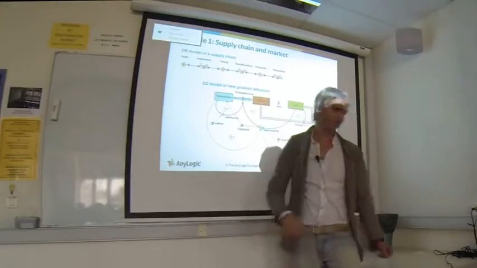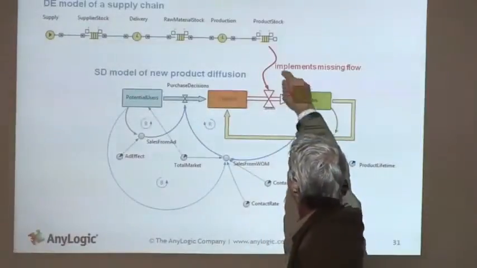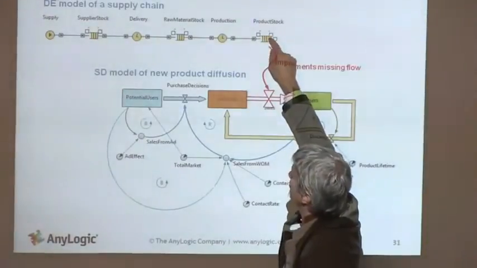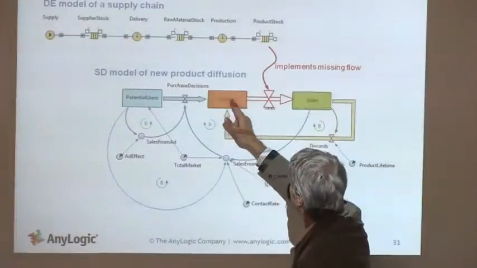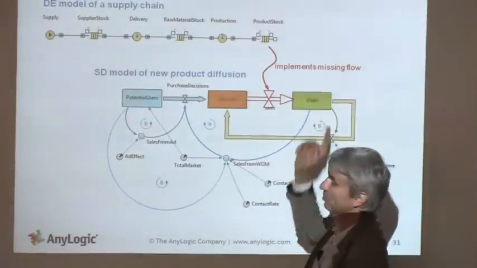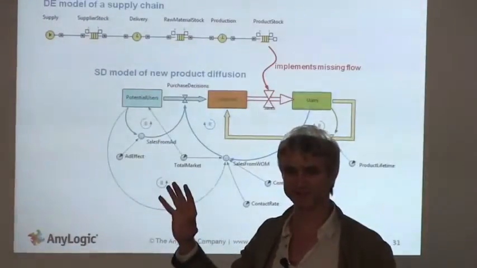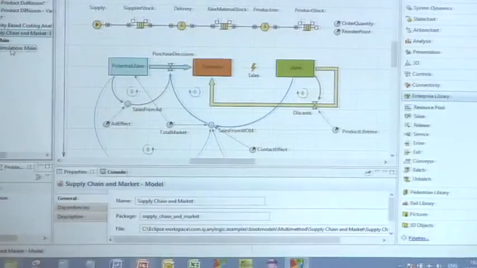Okay? So in the model, I'll briefly show you now, the arrival of the product to this queue on the discrete side will generate a unit jumping from the demand stock to the user stock. Does that make sense? I mean the architecture. More or less. Okay. The model looks like this. So supply chain and market model.